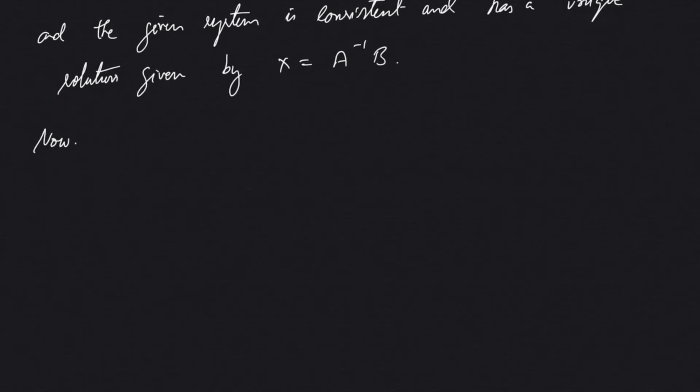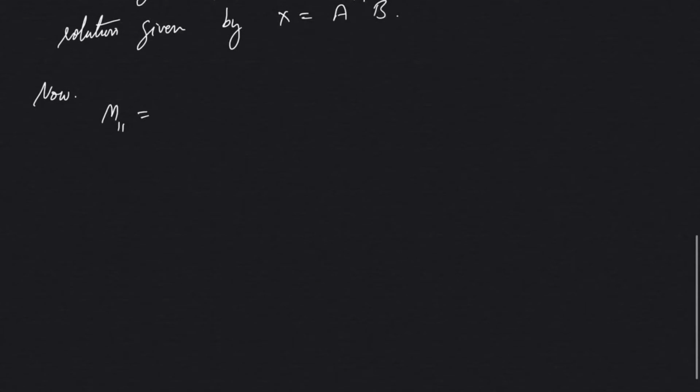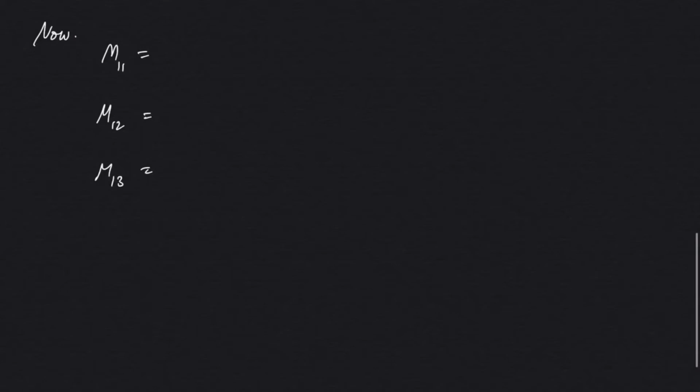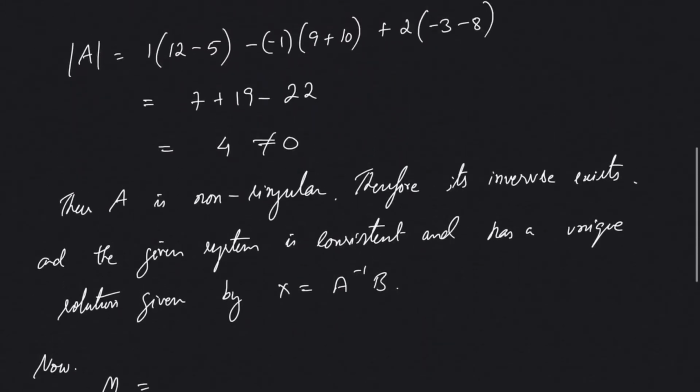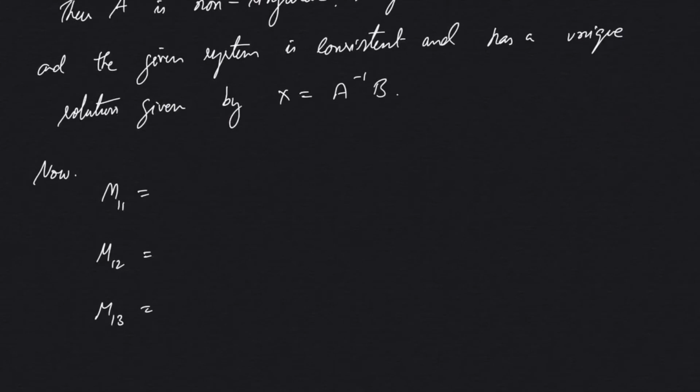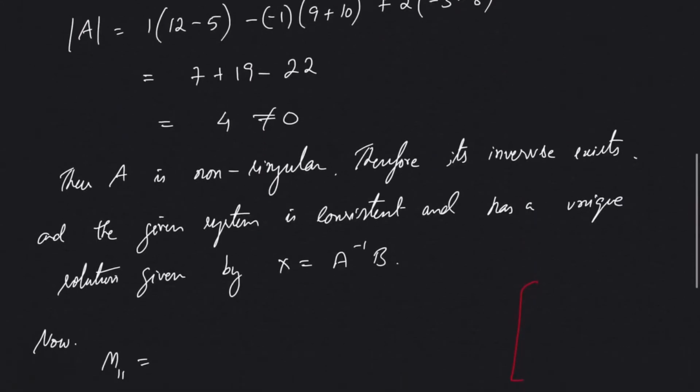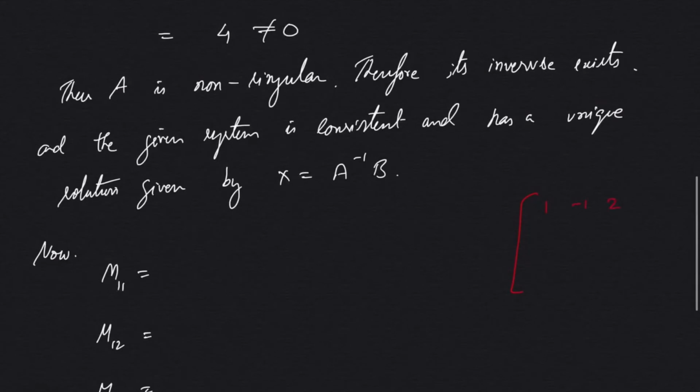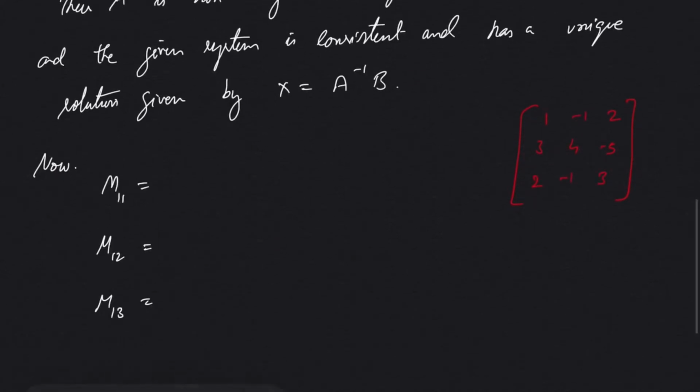Now let's find out the minors of the given matrix. So M11, M12, M13. M11 of course will be, I'll write down the matrix once again so that we can compare. So our matrix A was 1, minus 1, 2, 3, 4, minus 5, 2, minus 1, 3.